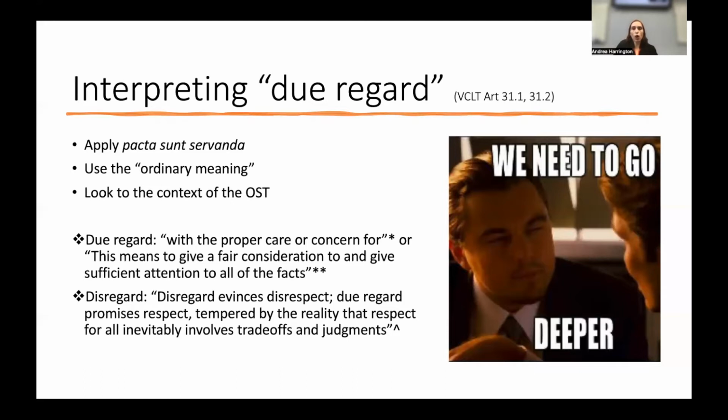And so when you see in these cases, it's proper care or concern, it's fair consideration, it's sufficient attention. It is not total care, right? It is not total attention. It is not excluding all other considerations. It's a fair consideration for those interests of other states in conducting their space activities. It is also tied to the interests of states, which are evidenced by their space activities that they're undertaking and their communications regarding their space activities and proposed space activities.